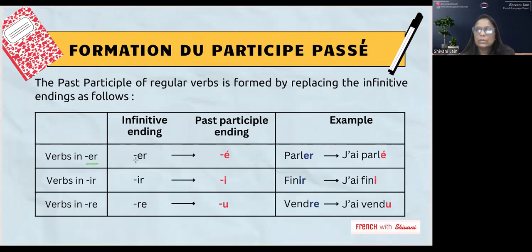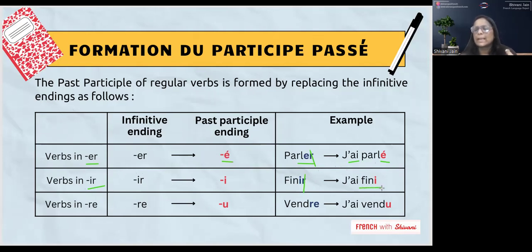The verbs in ER. So the ER ending verbs, par exemple, parler. What do we do? We cancel the R. Okay, we cancel the R and we put accent aigu sur la lettre E. Okay, now here we are putting the accent aigu on E. Of course, there has to be an auxiliary verb, which is avoir. So it becomes j'ai parlé. I have spoken or I have talked. Okay, j'ai parlé.